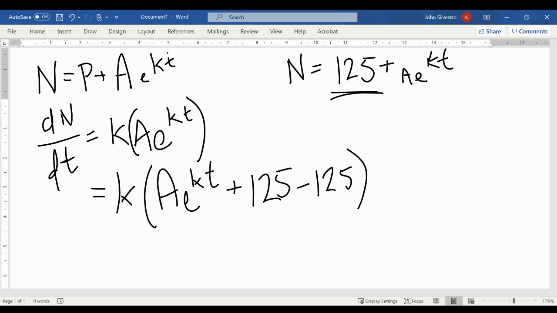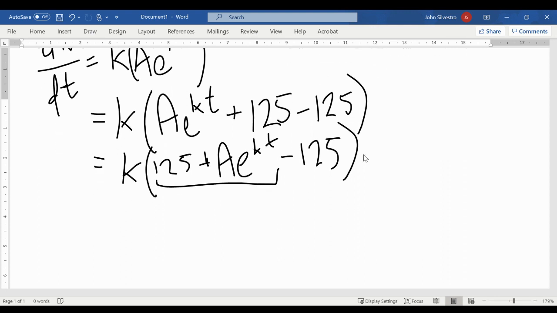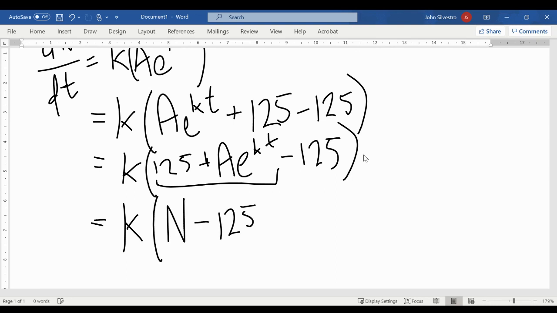So we've put in that. So what does that look like? Well, this looks like k outside of 125 plus ae to the kt, minus 125. All right, so all I've done is rearranged it. Well, look, this 125 plus ae to the kt is what we've got here at the front. So if I just scroll down a little bit, I can replace all of that with n minus 125.